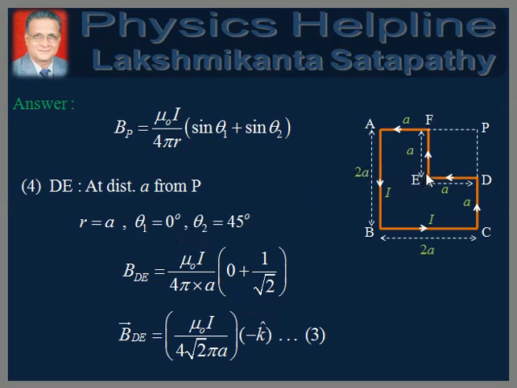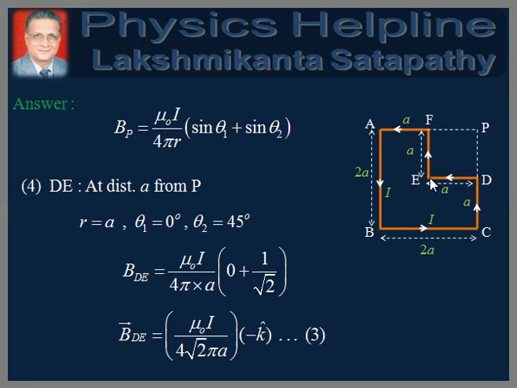And theta 2 is the angle subtended by E. That is angle EPD is equal to 45 degrees. Therefore, we write theta 2 is equal to 45 degrees. Therefore, the magnetic field produced by DE is equal to mu 0 I by 4 pi into R, which is A, into sin theta 1, sin 0 is equal to 0, plus sin theta 2 is equal to sin 45, which is equal to 1 by root 2, which gives us mu 0 I by 4 root 2 into pi A.